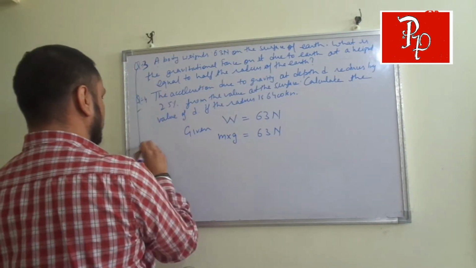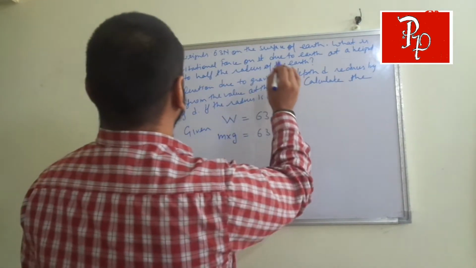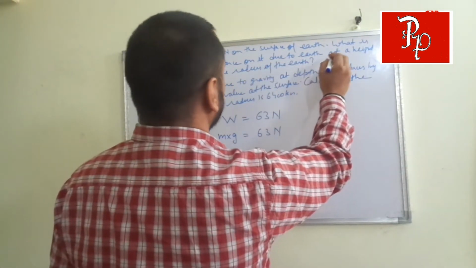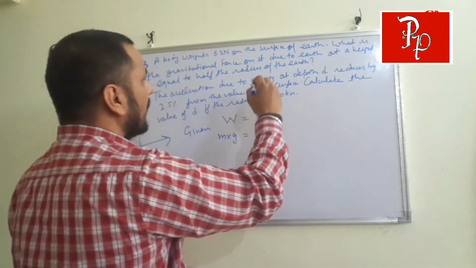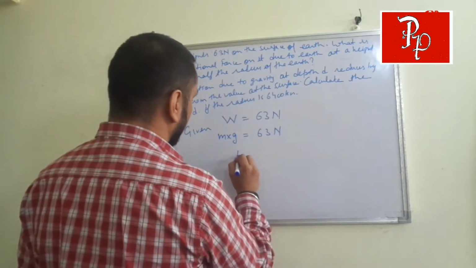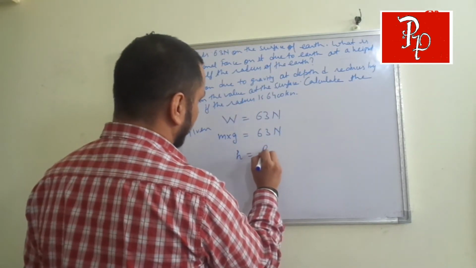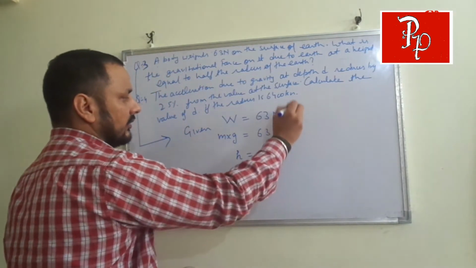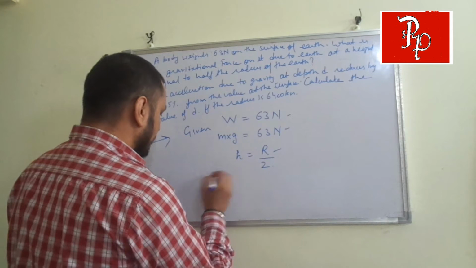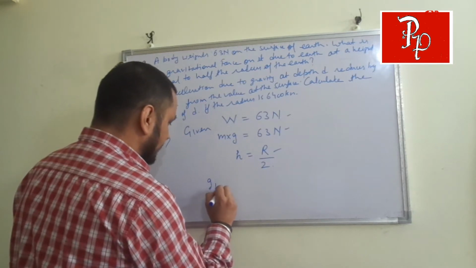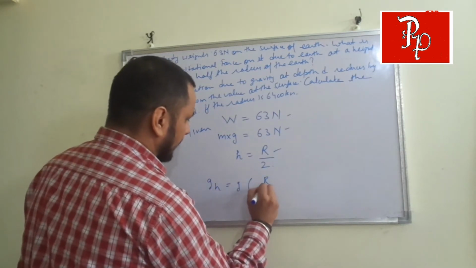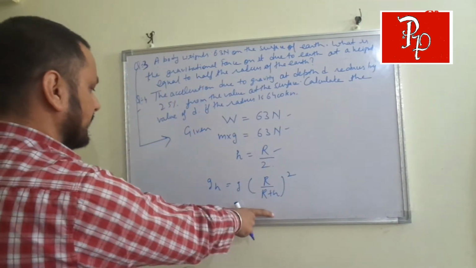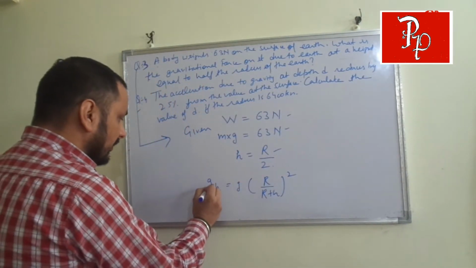What is the gravitational force on it due to Earth at a height equal to half the radius of Earth? How much height is given? Half the radius of Earth, that is h is given r/2. Now students, we know the formula gh equal to g r upon r plus h whole square.